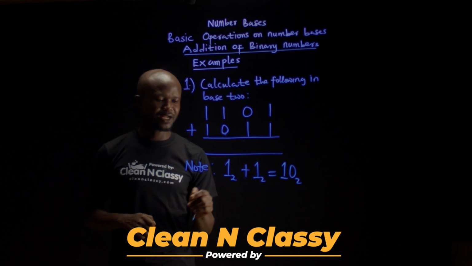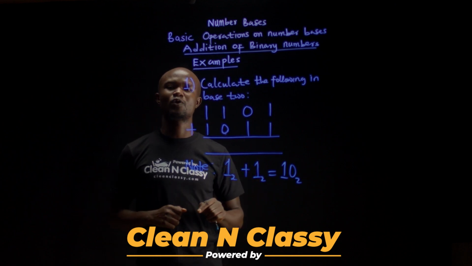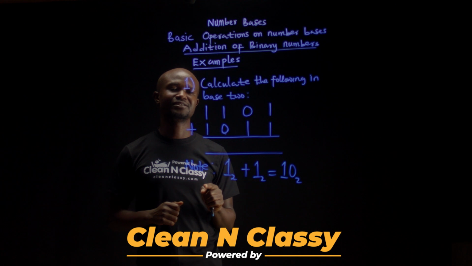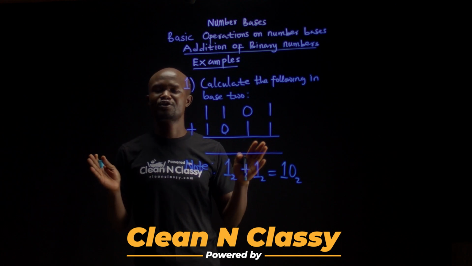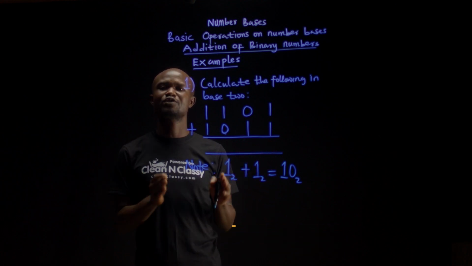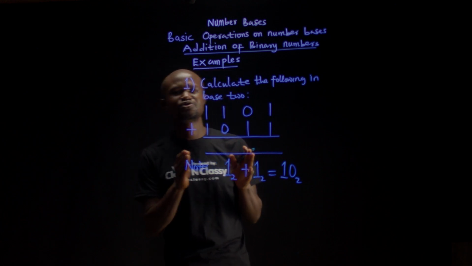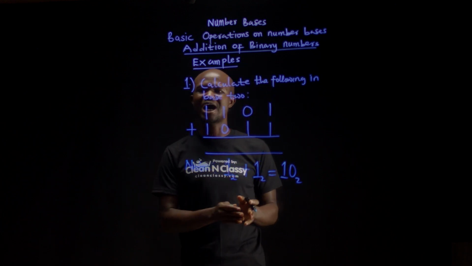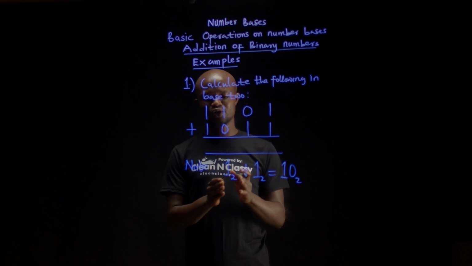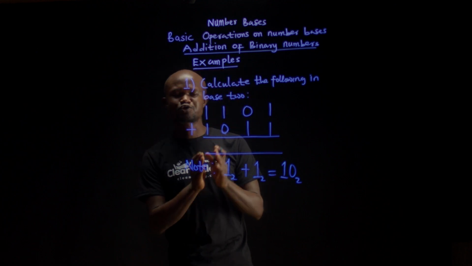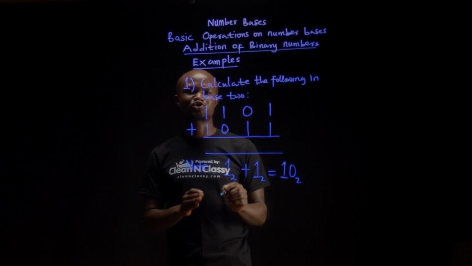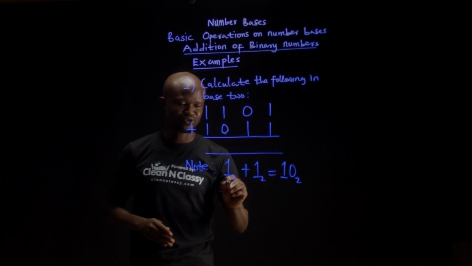Now, normally when you add 1 plus 1, what do you have? That is 2 normally. So we cannot have 2 in base 2, because for binary numbers, the digits include 0 and 1 only. So in this case, when you have 2, you have to convert 2 back to base 2. Now let's look at it together.